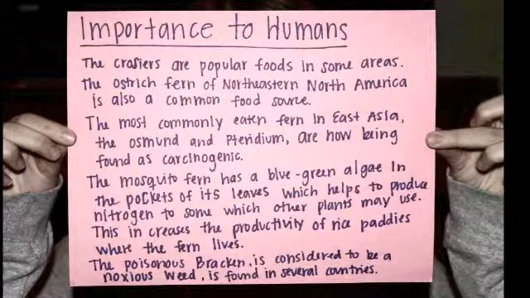The fiddleheads are popular food sources in some areas. The ostrich fern of northeast North America is also a common food source. The most commonly eaten fern in East Asia, the osmund and bracken, are now being found to be carcinogenic. The mosquito fern has blue-green algae in the pockets of its leaves, which help to produce nitrogen that other plants may use. This increases the productivity of rice paddies where the ferns live. The poisonous bracken is also considered to be a noxious weed. It's found in several countries.